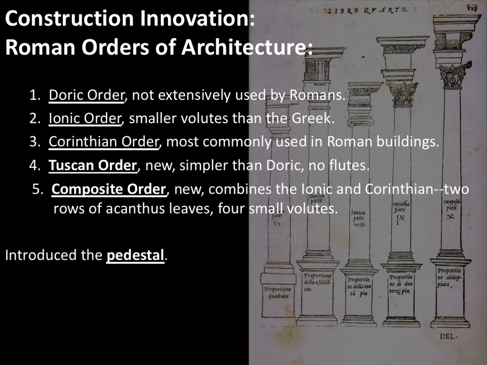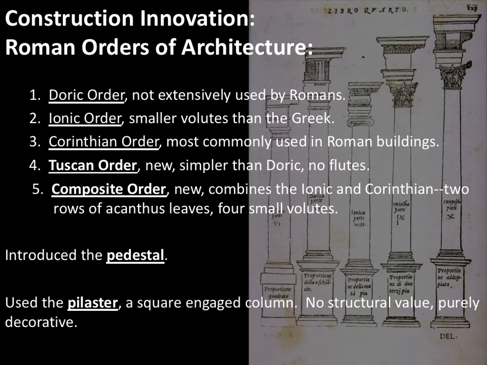And as I pointed out when we were looking at that beautiful little temple in France, they introduced the idea of a pedestal. And you can see in the drawing here, all of these columns are now sitting up on a pedestal. The pedestal is a very Roman idea. And they also came up with the idea of a pilaster. A pilaster is a square column that's engaged. It's hooked to the wall. So it doesn't have any structural value and it's purely decorative.